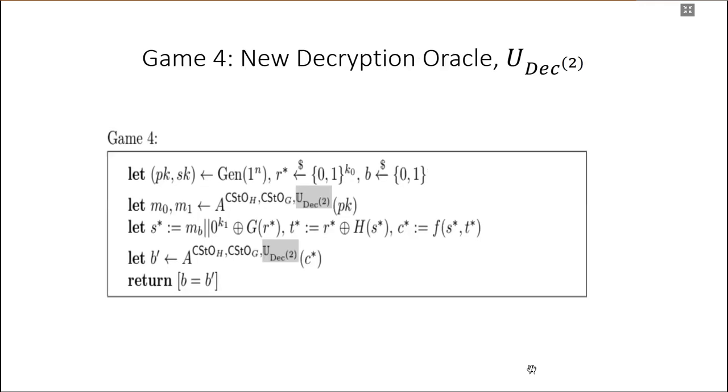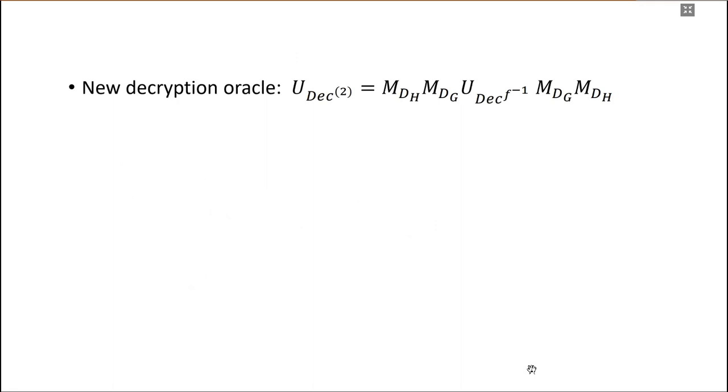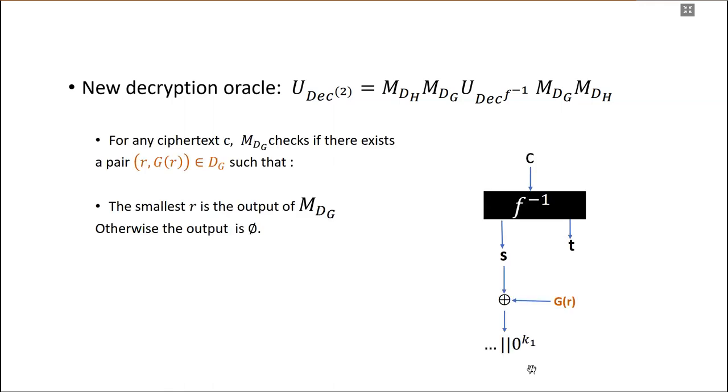In game four, we use a new decryption, and it's called UDEC2. This new decryption first applies two purified measurements: M_DH, which is the same as the previous slide, and the new purified measurement M_DG that searches in a database of DG. The purified measurement M_DG searches in the database of DG for pairs R and G of R such that the diagram in the slide holds. In other words, it uses F inverse to get S and then it searches over a database of DG to find G of R such that XOR with S gives K1 bits of zero.